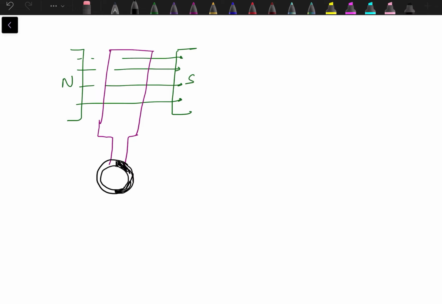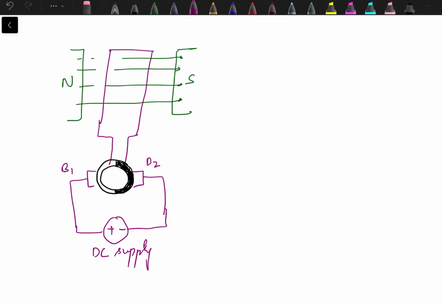So shaded and unshaded region. Since we have two conductors, so only two conductor segments, while actually we will have multiple conductors. Brush B1, B2, and through these brushes we will actually supply the DC voltage. So here we have DC supply.